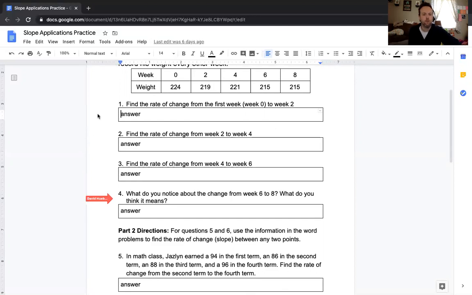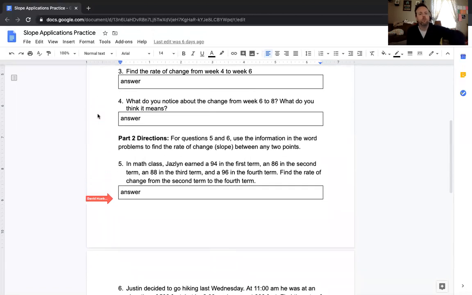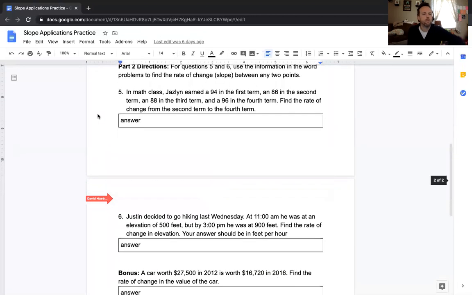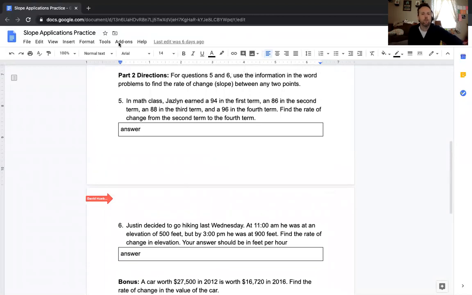Now, for part 2, you're going to use the information in the word problem simply to find the rate of change or the slope between any 2 points. So for number 5, Jaslyn earned a 94 in the first term, an 86 in the second term, an 88 in the third term, and a 96 in the fourth term. Be careful because this is asking you to find the rate of change from the second term to the fourth term. You're not just finding all of them. It's how she changed from the second term to the fourth term.